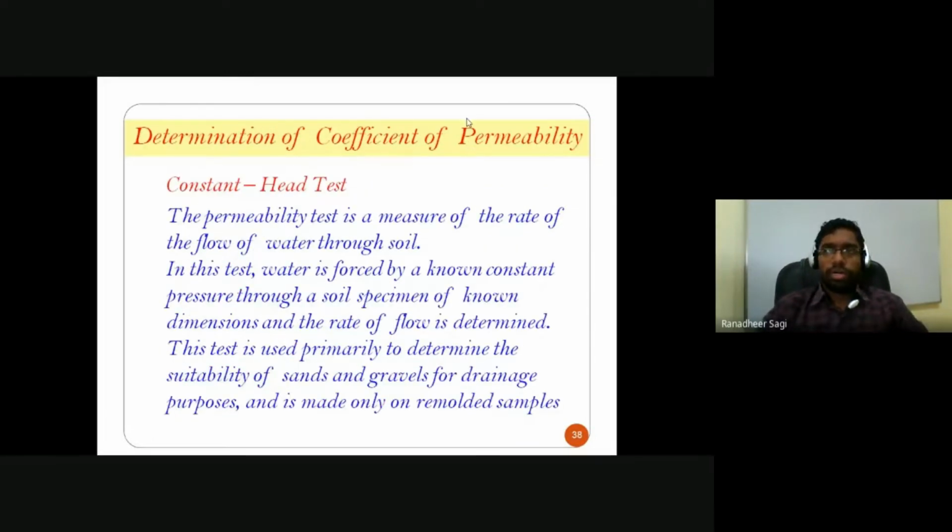So as I told you already, constant head test is particularly used when we have what is called coarse grain soil existing. And in the case of constant head test, what we do is we maintain a constant total head difference throughout the test. And accordingly, we'll try to estimate the coefficient of permeability of that particular soil sample you have used in the test.